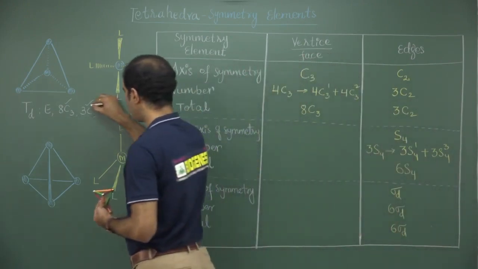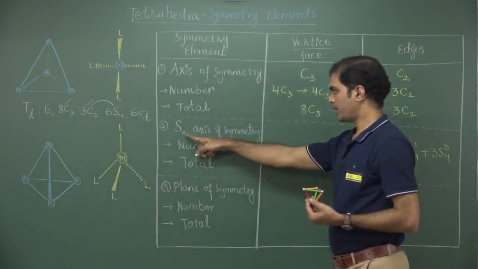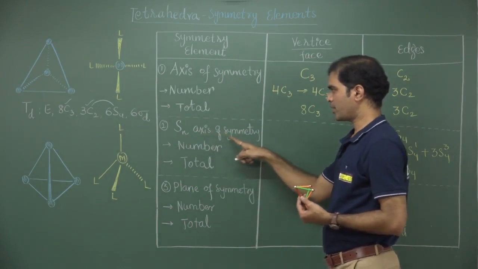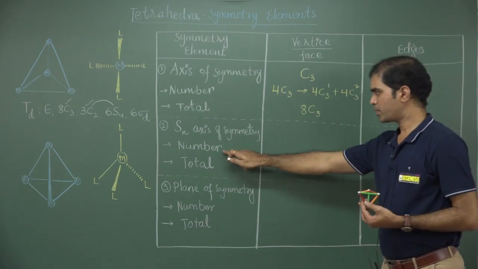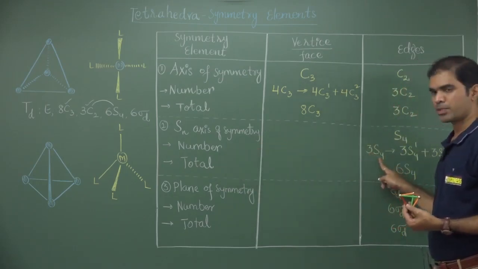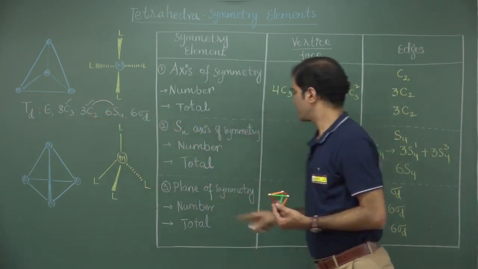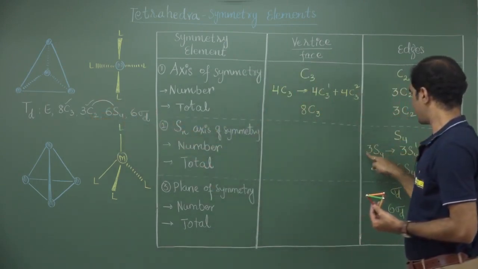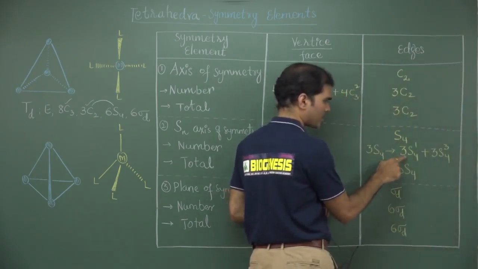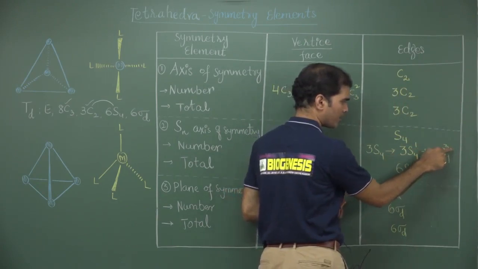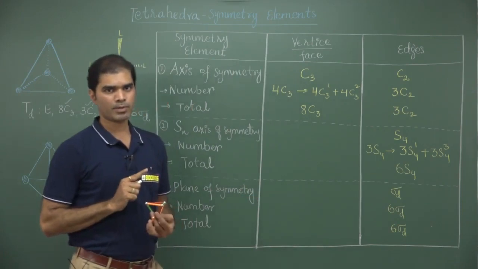Collinear to this C2 is S4. S4 is collinear to C2. So which Sn axis of symmetry is present? S4 is present. How many S4s are there? Altogether 3 S4s. Why are there 3 S4s? Because S4 is collinear to C2. When 3 C2s are possible, 3 S4s will be present. Each S4 will generate 3 elements, S4 1, S4 3, and S4 3, 3 in number. 3 plus 3 is 6. So altogether there are 6 S4s.